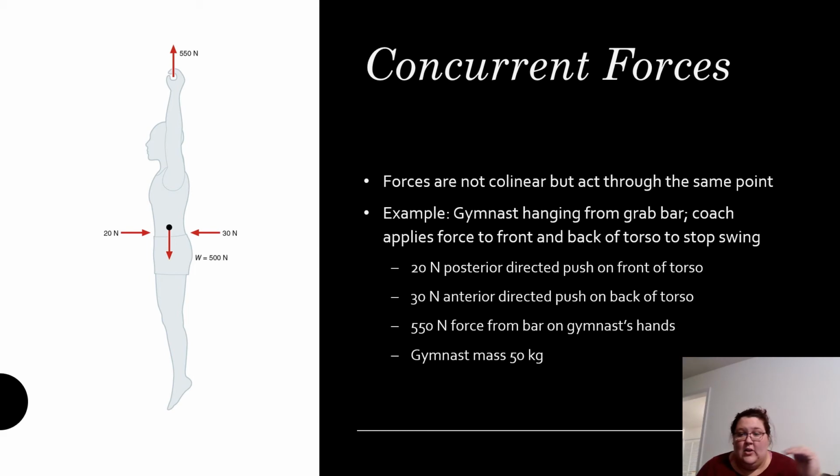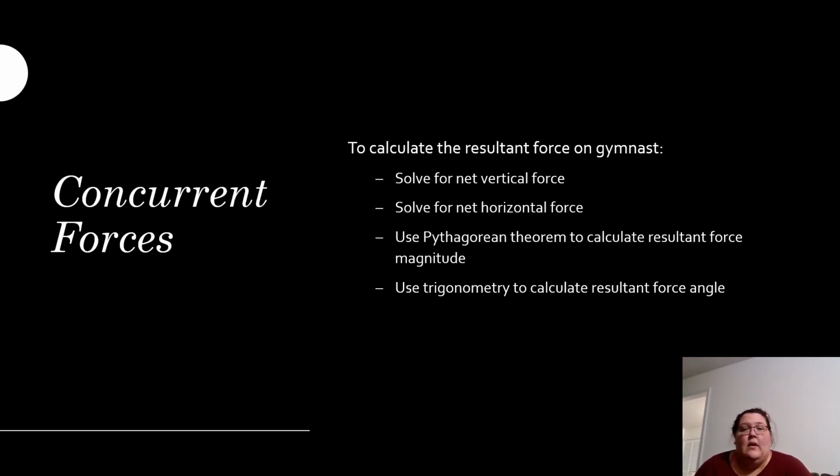Collinear forces are linear, hence collinear, and concurrent forces can cause rotation. All right, so to calculate this, all we'd have to do is solve the net vertical force, solve the net horizontal force, and then we would do the Pythagorean theorem. Do we remember the Pythagorean theorem? A squared plus b squared equals c squared. And then we would just figure out the resultant force angle.